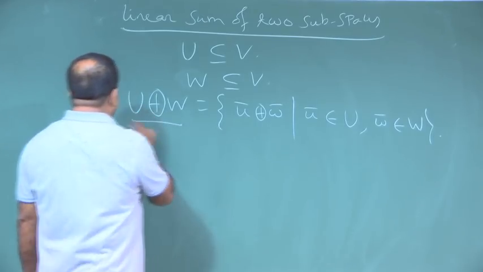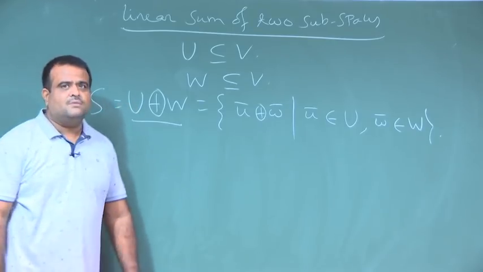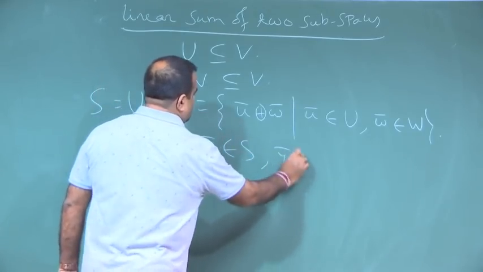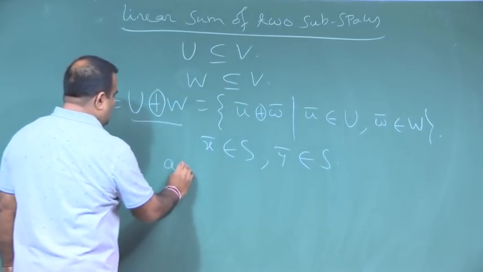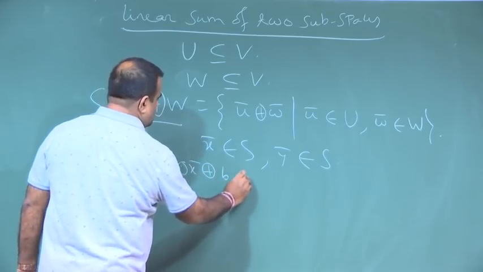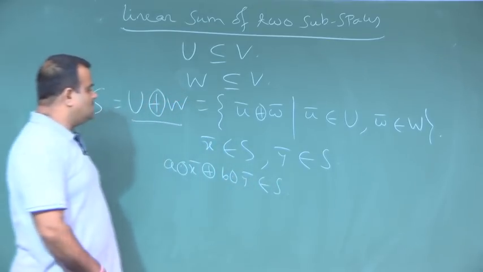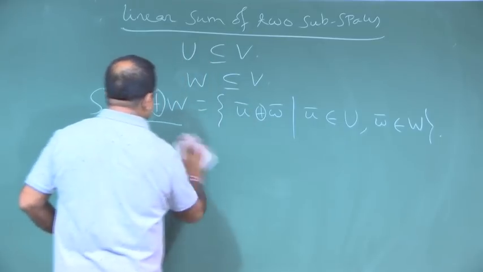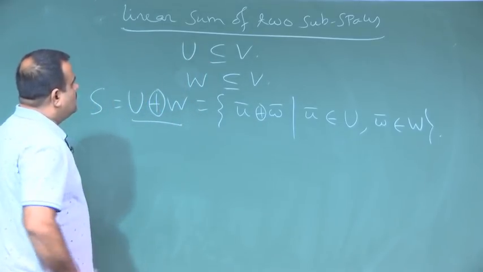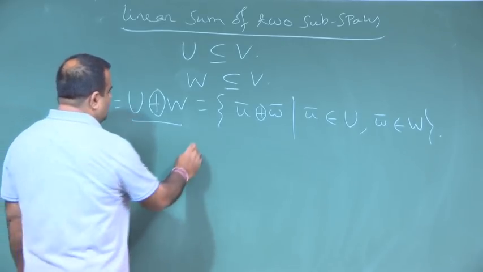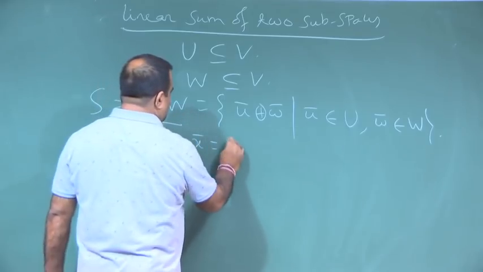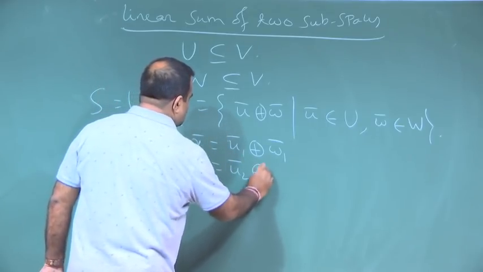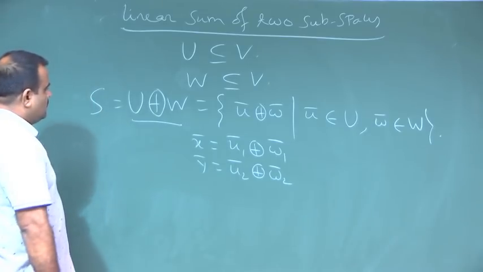Okay. Now, this set S, we can show this set S to be a vector space again. How to prove that? If you take any two elements from S, then we have to show that a x + b y is also in S. If we can show this, then we are done by the theorem, that necessary and sufficient condition. So, how to show this? If you take an element in S, then X is basically of this form, some u1 + w1, and Y is basically some u2 + w2. Two elements from this S.